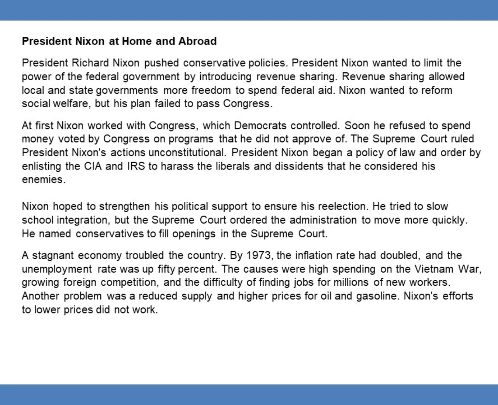A stagnant economy troubled the country. By 1973, the inflation rate had doubled, and the unemployment rate was up 50%. The causes were high spending on the Vietnam War, growing foreign competition, and the difficulty of finding jobs for millions of new workers. Another problem was a reduced supply and high prices for oil and gasoline. Nixon's efforts to lower prices did not work.